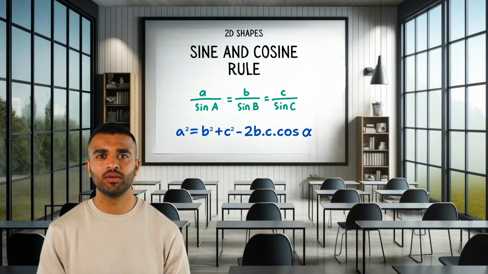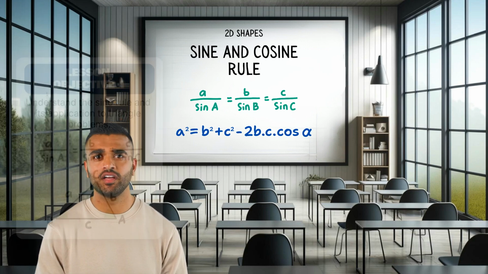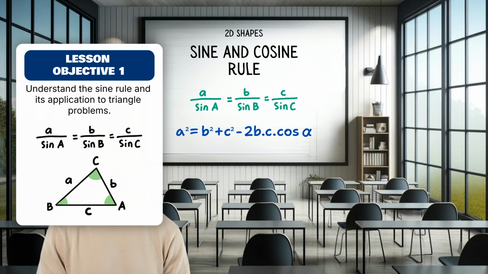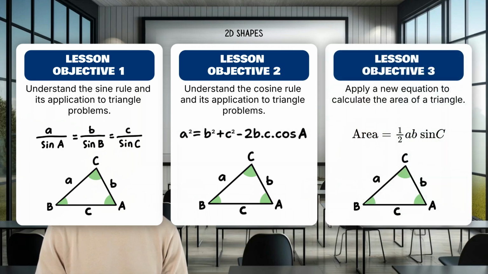In this lesson, we aim to deepen our knowledge of triangles by introducing two powerful trigonometric tools, the sine rule and the cosine rule. Additionally, we will learn a new equation for the area of a triangle using these rules. Here's what we'll cover. First, we will introduce the sine rule and how it helps us find unknown sides and angles in non-right-angled triangles. Then we will look at the cosine rule and its application in solving triangle problems where the sine rule cannot be directly used. Finally, we will learn a new equation to calculate the area of a triangle using sine.